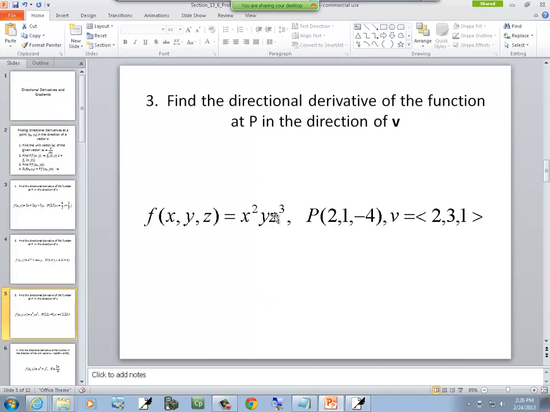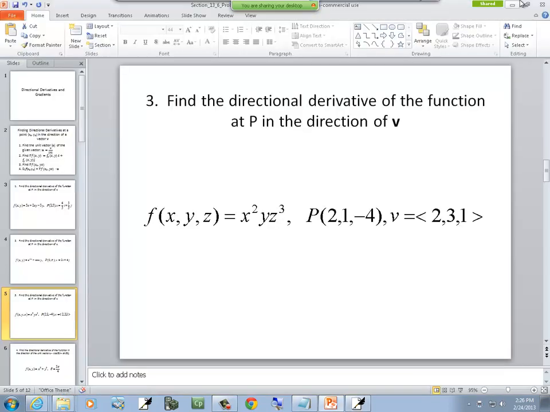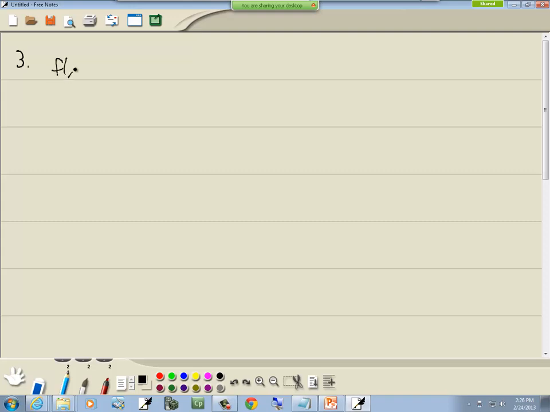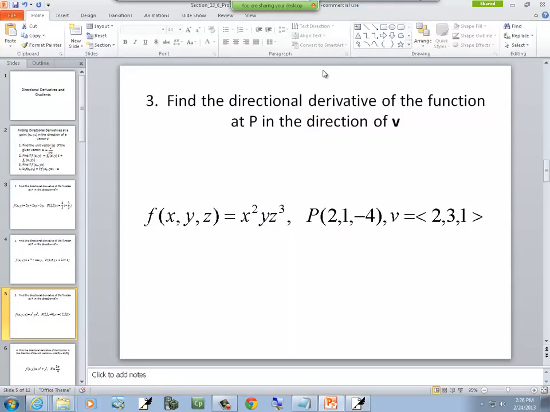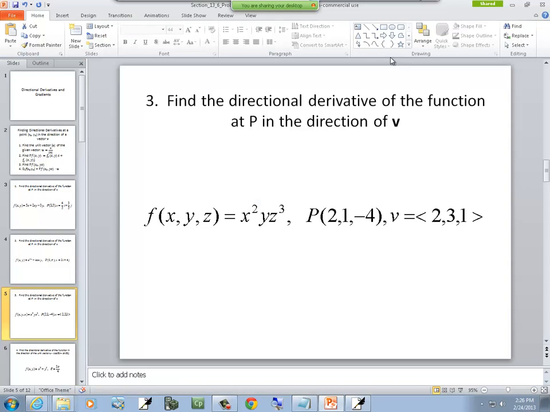Let's look at our third example here. We've got f of xyz equal to x squared y z to the third, at the point (0, 2, 1, negative 4)... and then in this direction, (2, 3, 1). Same instructions. Find the directional derivative of the function at p in the direction of v.